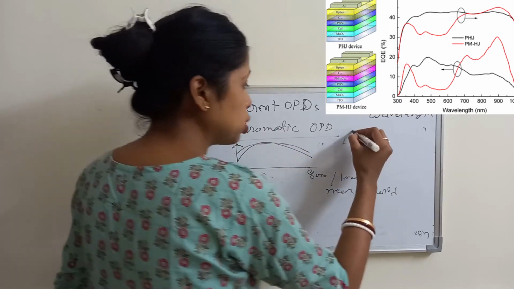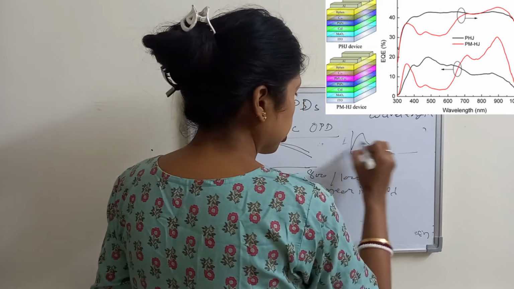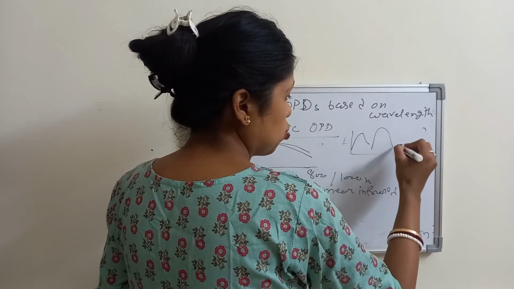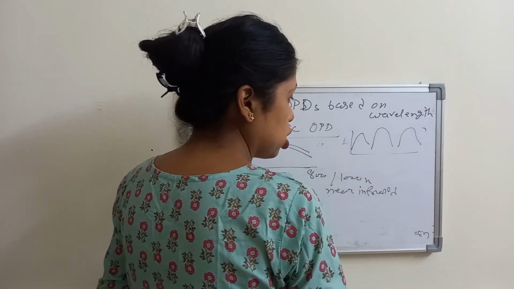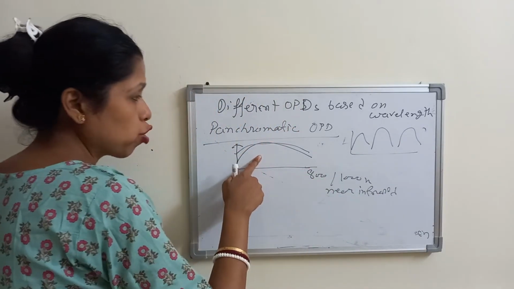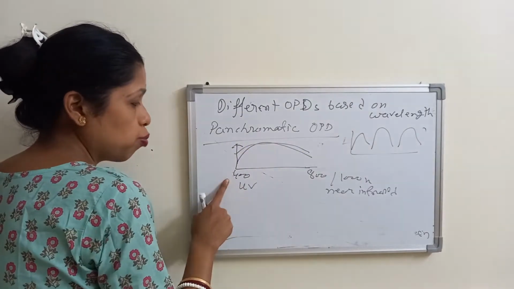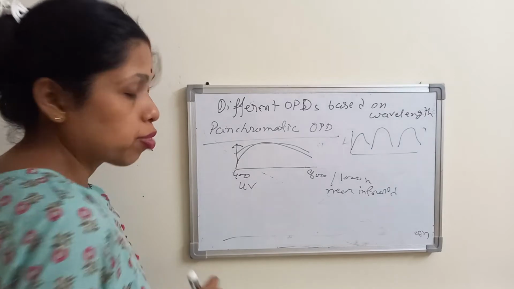In the case of, suppose, a visible OPD, for UV you can get such a response, for blue such a response, and for red such a response. But for a panchromatic OPD, we have to get a broad spectrum response from 400 to 800 nanometer. Okay, that's a panchromatic OPD.